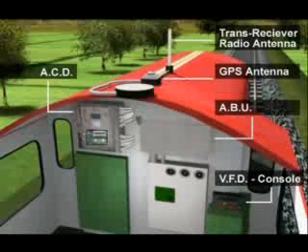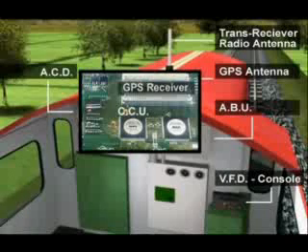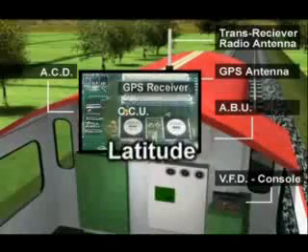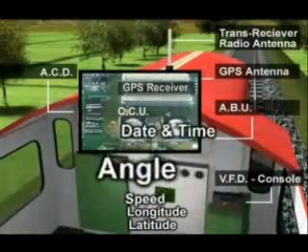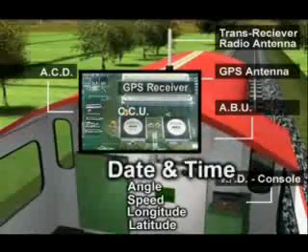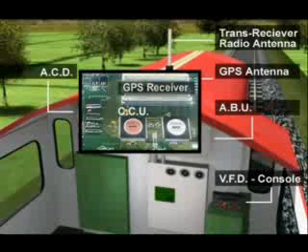The CCU is a microprocessor-based module and acts like the brain of the ACD system. From the GPS signal, it extracts locomotive movement parameters like latitude, longitude, speed, angle, date and time. It processes the data and generates commands from the ACD.